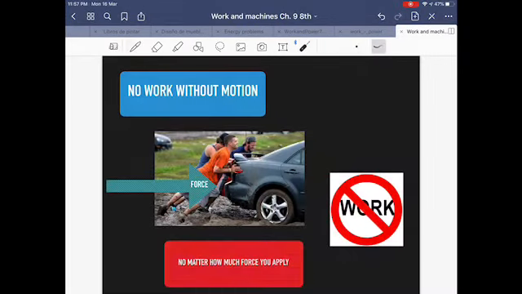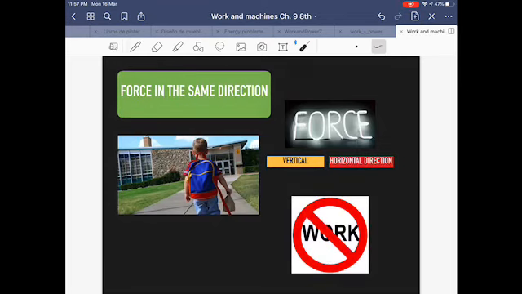Now I want you to observe this image, and here you have these guys pushing the car a lot, and it doesn't matter how much force you apply on it. If the car doesn't move just a centimeter or a millimeter, work won't be done. Let's say in this one, the backpack of the little boy or his lunch bag, the motion is going horizontal and the force is going in a vertical way. There's no work done because the force needs to be in the same direction.